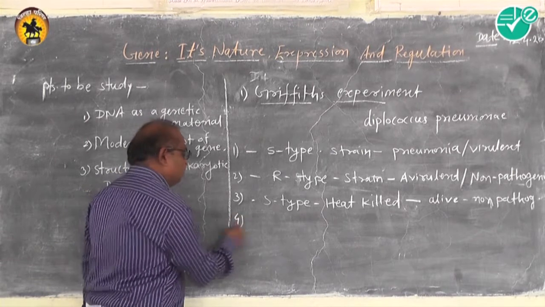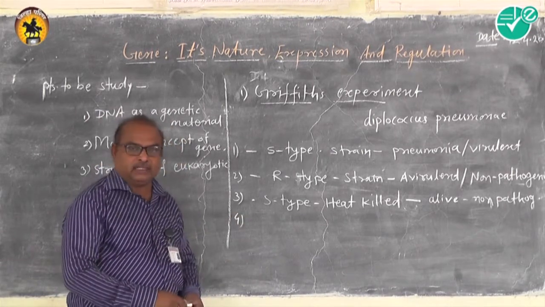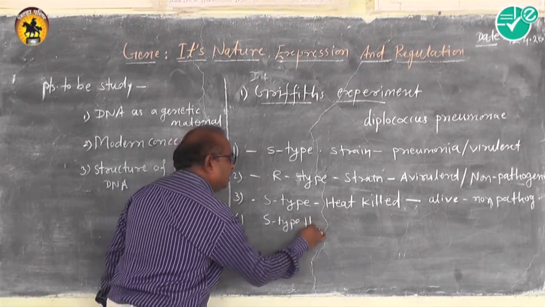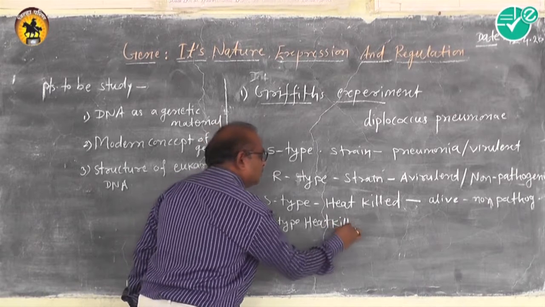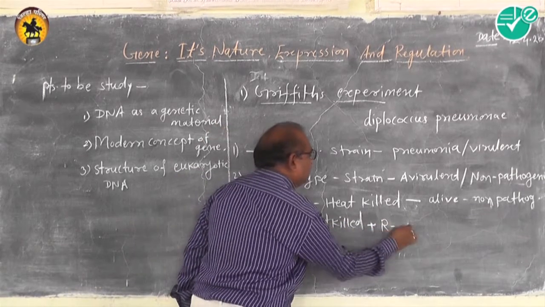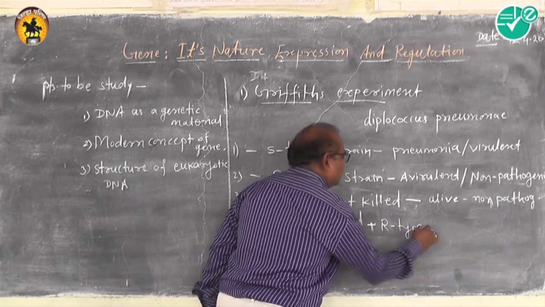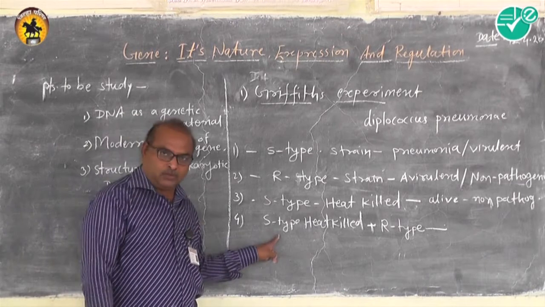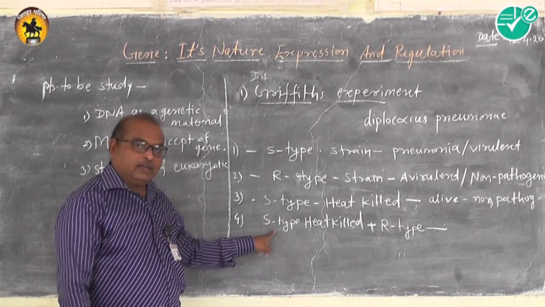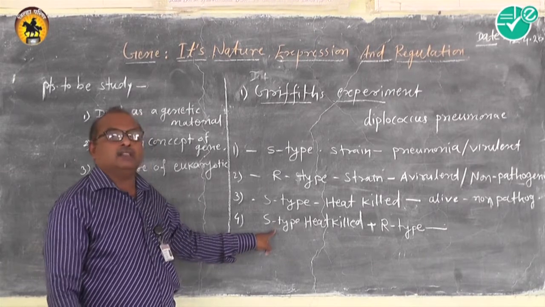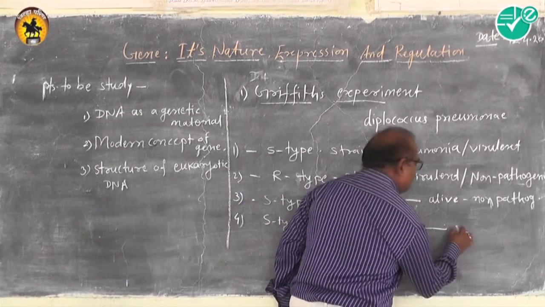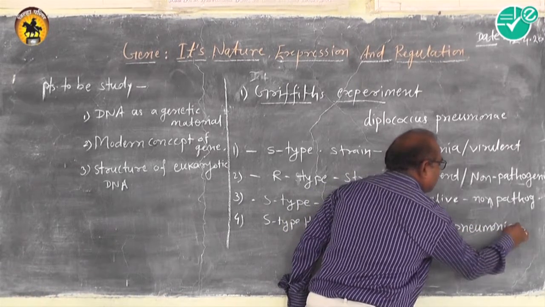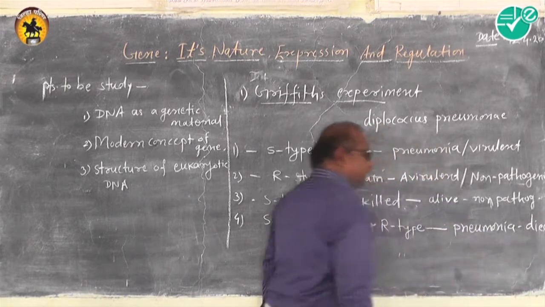At the fourth step, what did he do? See, that is very interesting. The heat-killed S-type strain plus the live R-type strain were mixed by Griffith in the same injection and injected into a healthy mouse. At that time he was surprised by the result, because the mouse suffered from pneumonia and finally died.